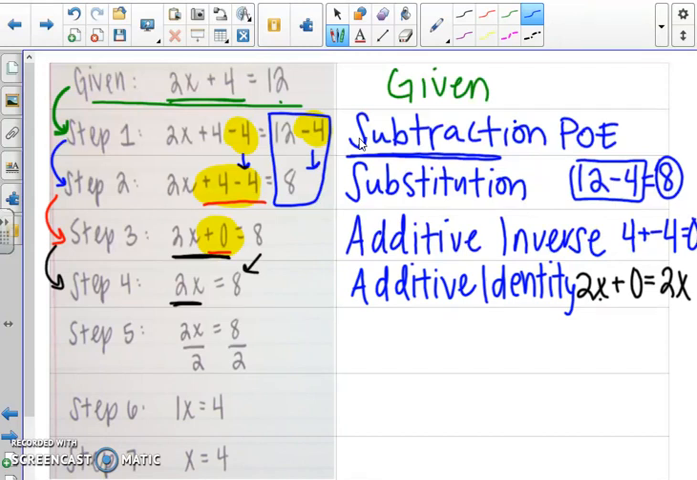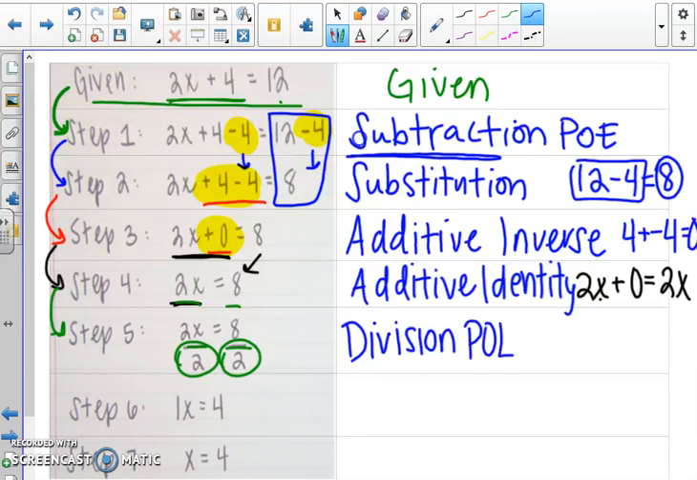All right, how about going from step 4 to step 5? What changes there? Well, the 2x and the 8 are still there, but now they're being divided by 2. So both sides of the equation are being divided by the same number, and that's the division property of equality. The division property of equality says that we can divide both sides of an equation by the same number and the equation still stays true.